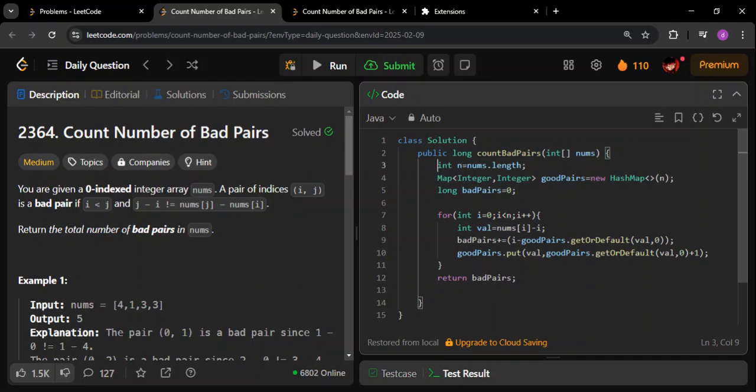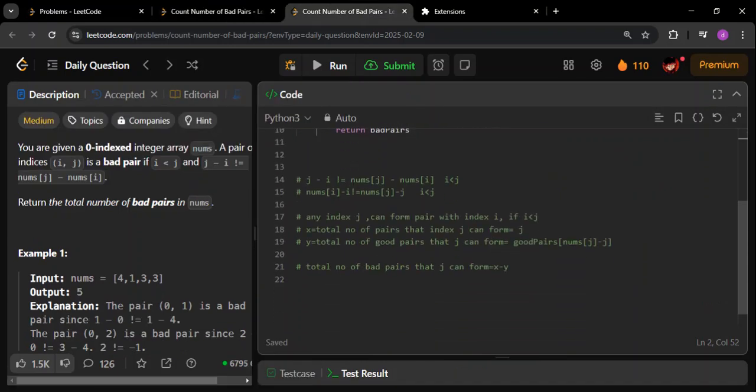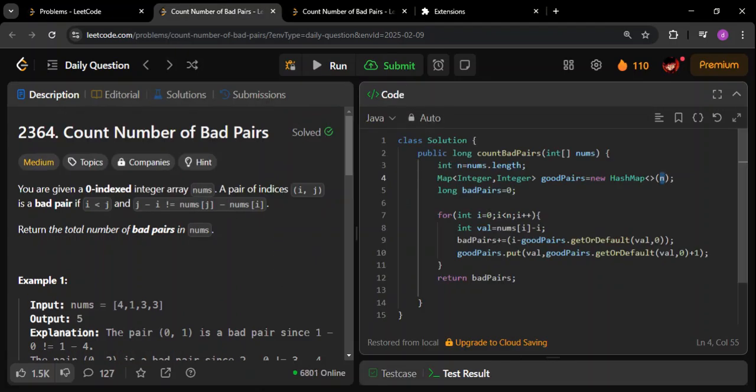Same thing here. We are calculating the length of the input. Then we are creating a map. Both key and value are going to be integers in this case, and I am passing a value n because in the worst case, remember, we will have to store n key value pairs. That is the worst case, when all of the indexes give a different evaluation for this particular expression. For that reason I'm already passing this value.